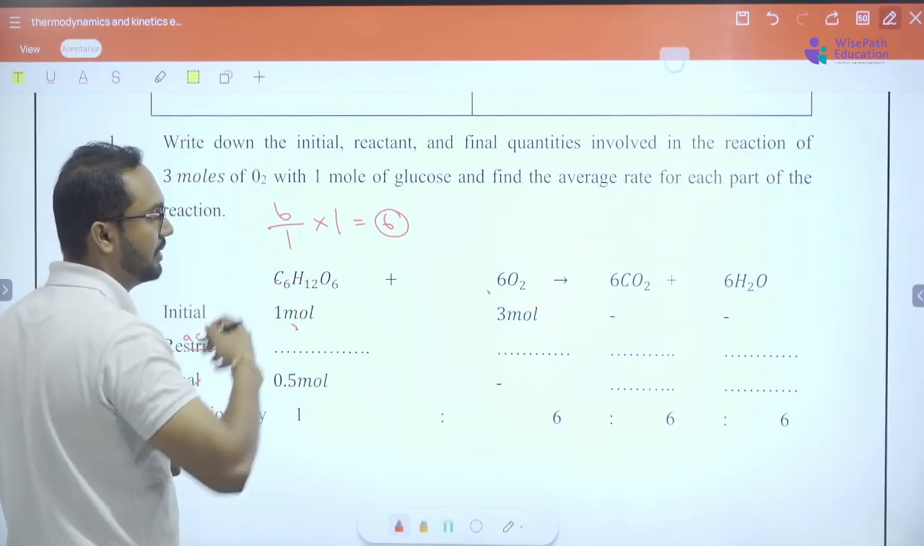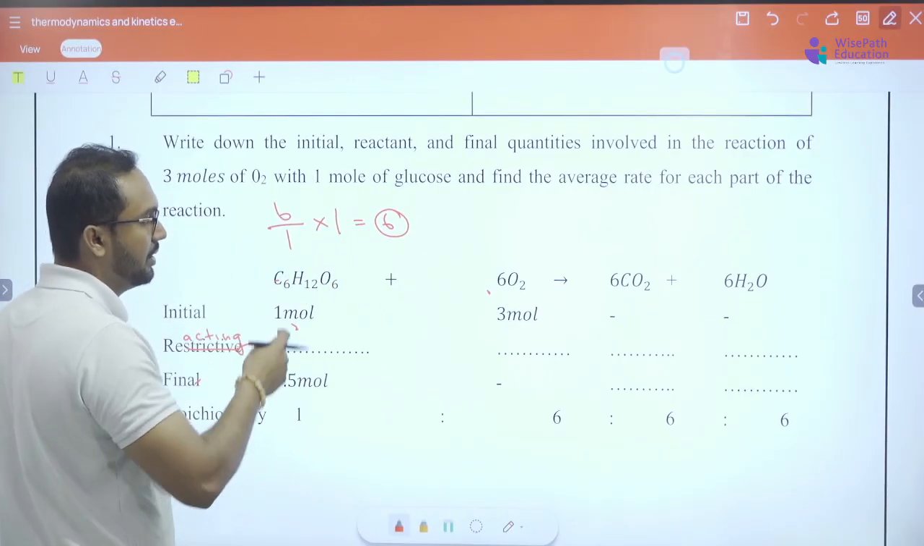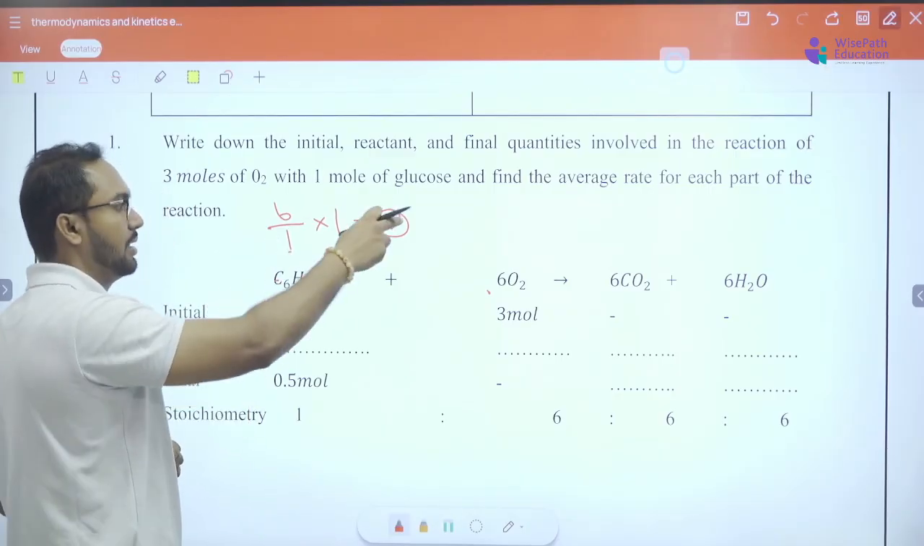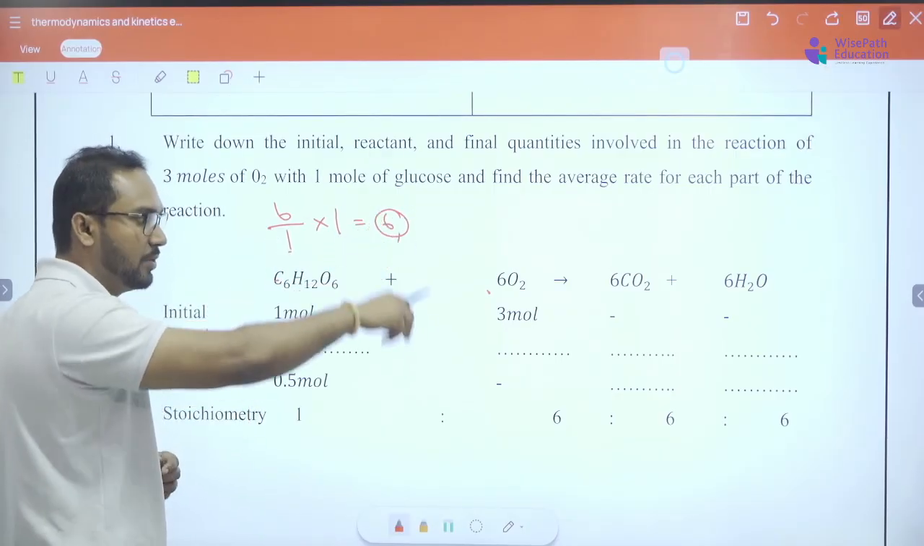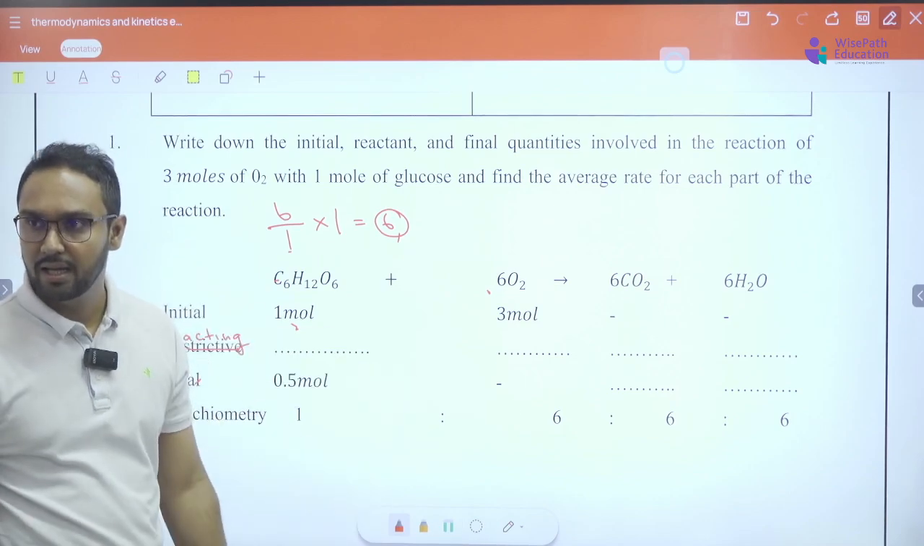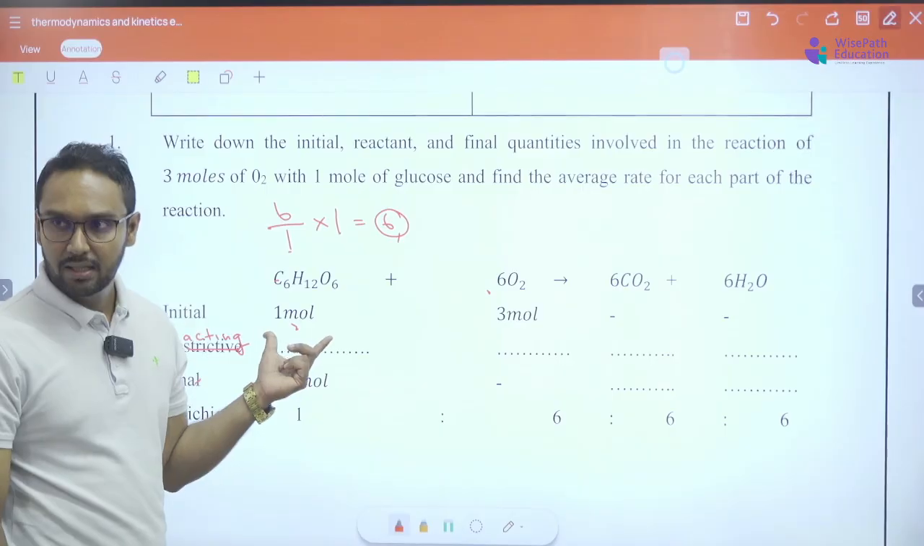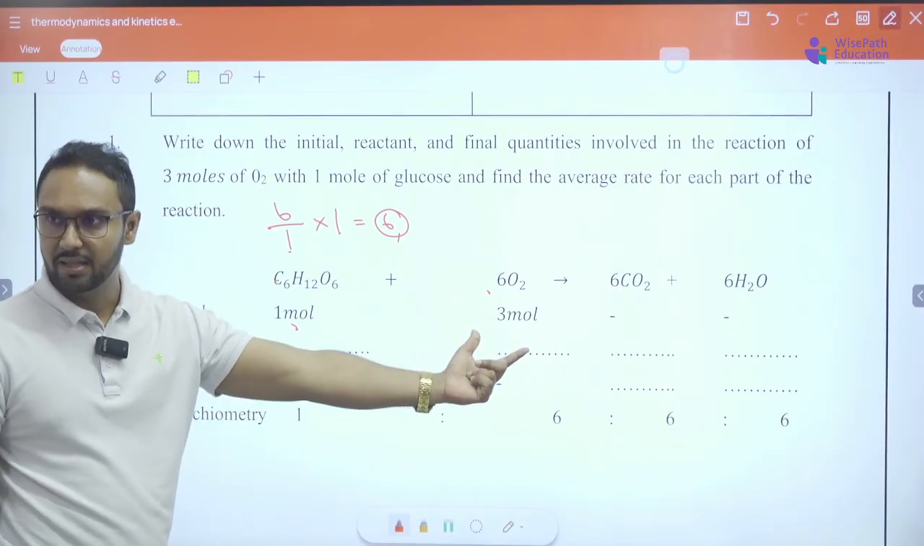6 is needed. What does it mean? It means to react with 1 mole of glucose, it needs 6 moles of oxygen. Is it there? No. So the whole thing won't react. So this becomes a limiting factor, right?